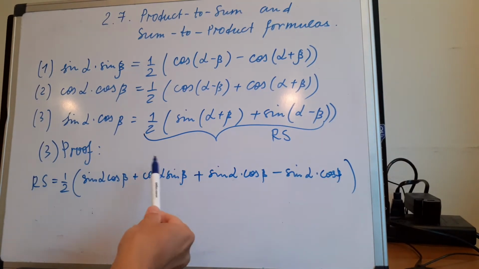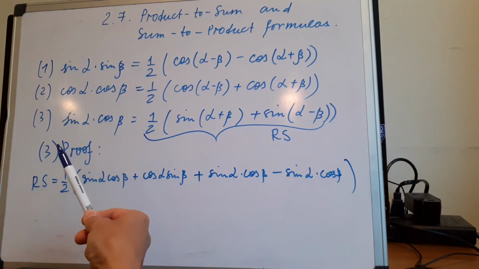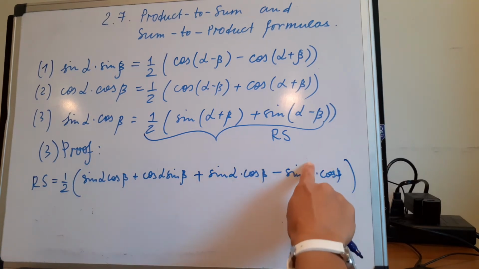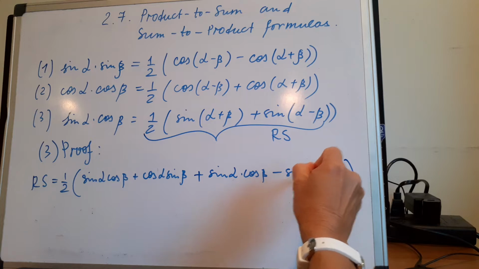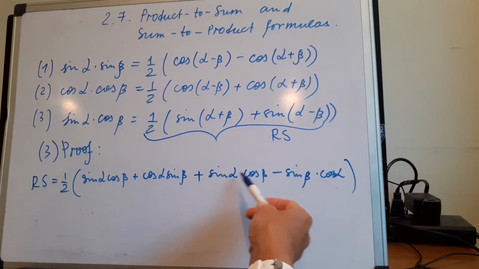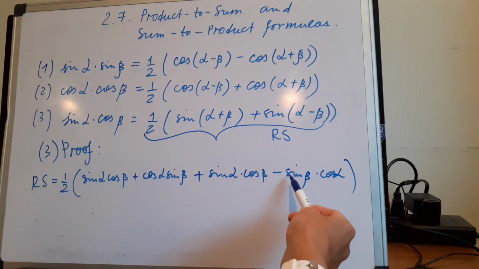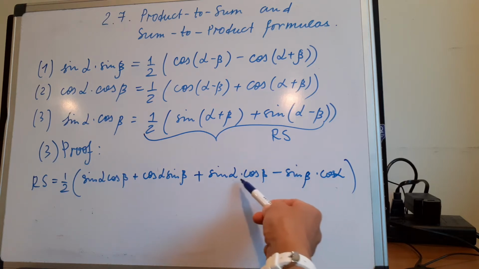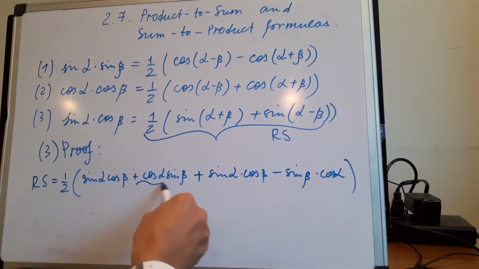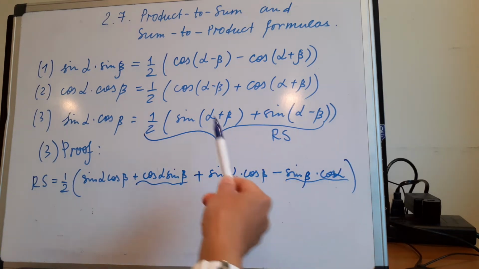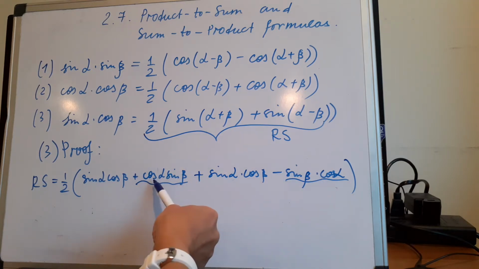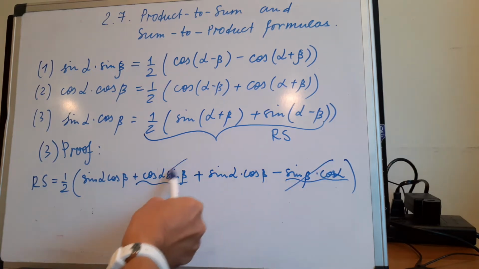Now what I see, guys, I see the terms sine of alpha, cosine of beta and sine of beta, cosine of alpha, where I switch the positions of alpha and beta in sine and cosine. Now, I'm going to look at this term and this term and compare them and see that both have cosine of alpha and sine of beta. This has plus, this has minus, so they're going to cancel.